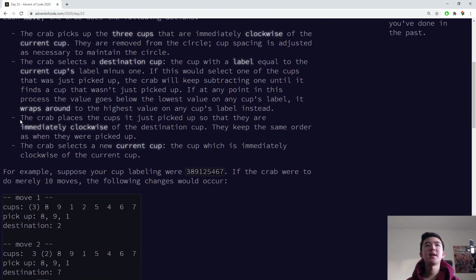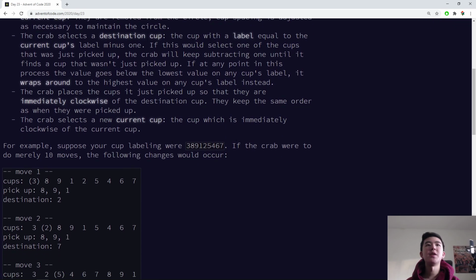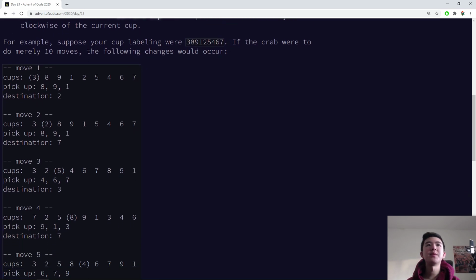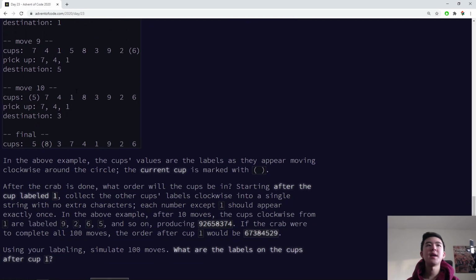The crab places the cups it just picked up so that they are immediately clockwise of the destination cup. They keep the same order as when they were picked up. The crab selects a new current cup, the cup which is immediately clockwise of the current cup. For example, suppose your cup labeling were 3, 8, 9, 1, 2, 5, 4, 6, 7. If the crab were to do merely 10 moves, the following changes would occur.